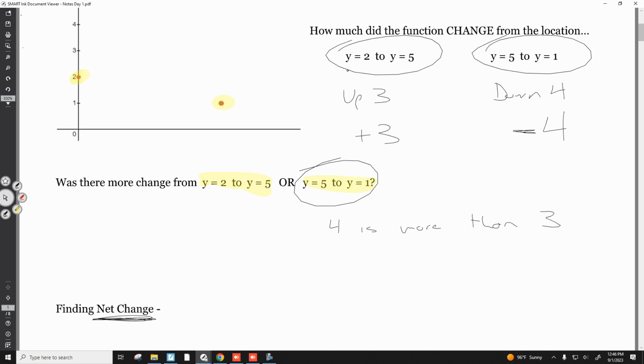Now, how can I do something with the numbers 2 and 5 to get plus 3? And what can I do to the numbers 5 and 1 to get negative 4? Where I'm doing the same thing. Like, how can I get this number positive 3 and minus 4 using a mathematical operation with my numbers? Tell your neighbors. How can you find this change?